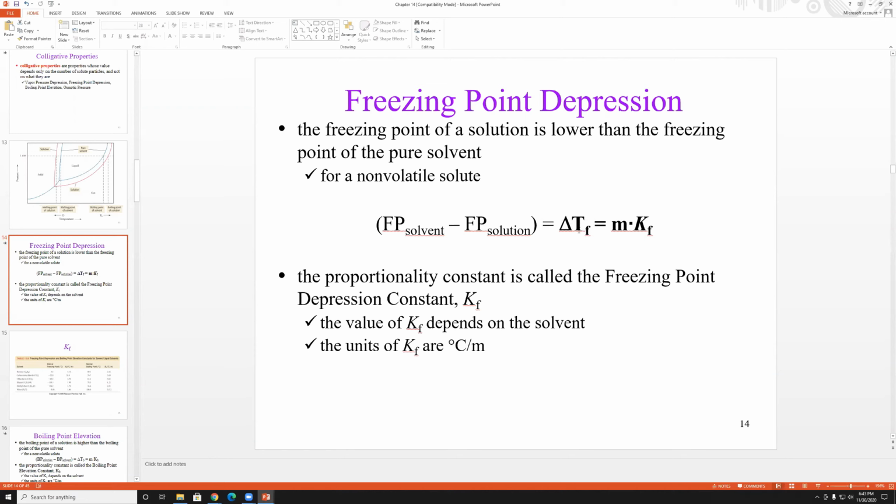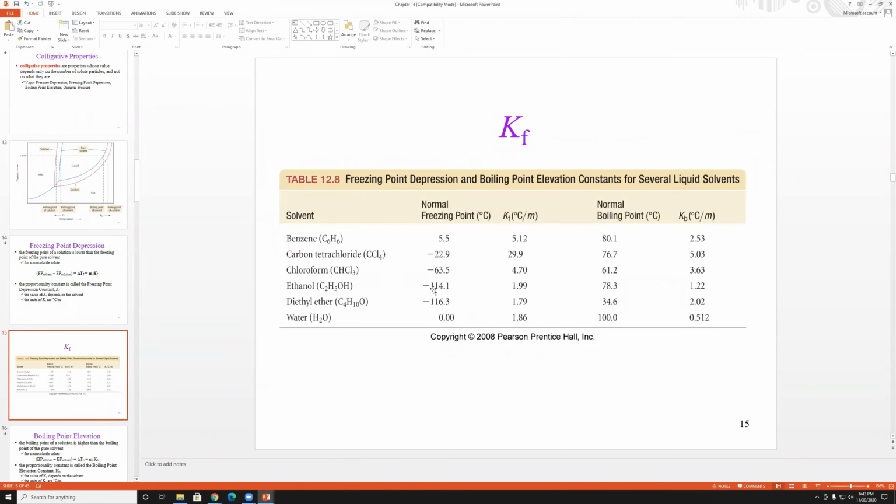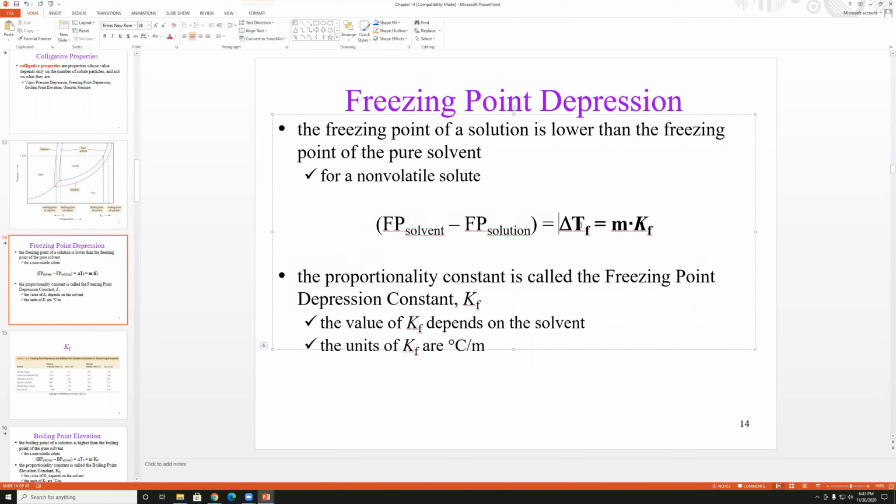Now, I see this mistake all the time, where a student would get this number for delta T f and then just write it down as the new freezing point. That's how much the freezing point decreases by. If it's negative, that means the freezing point increases, which usually wouldn't happen if you're putting more stuff in there. But let's say it's for ethanol. The freezing point of ethanol is negative 114. If I got 4 for my freezing point depression number, this means it's negative 114 minus 4. So my new freezing point would be negative 118. So it's a change, is what I'm trying to say. Make sense?